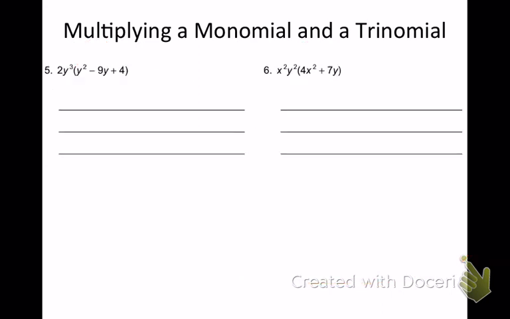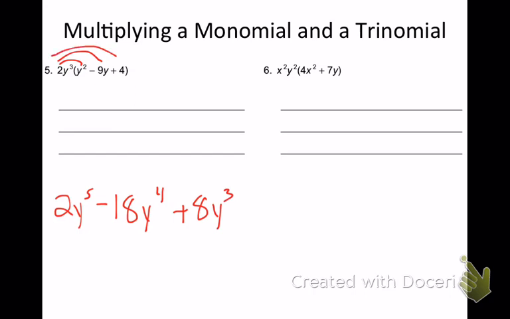Take a couple seconds. Try these two on your own. All right, let's look through this here. Number 5. Jace, what'd you get for number 5? 2y to the 5th, because I distributed right there. Minus 18y to the 4th, because we distribute there. Plus 8y cubed, because we distributed there.